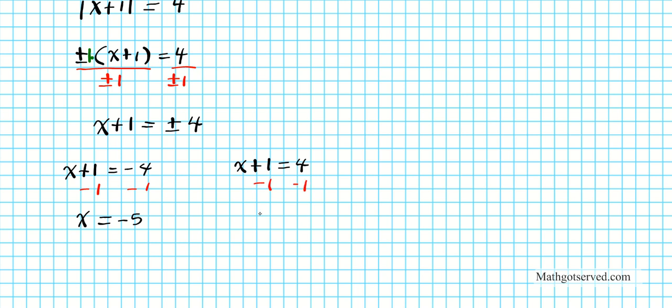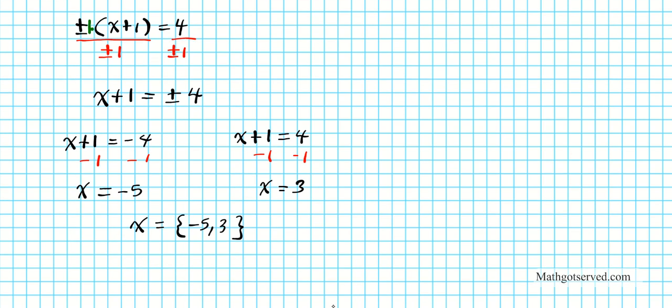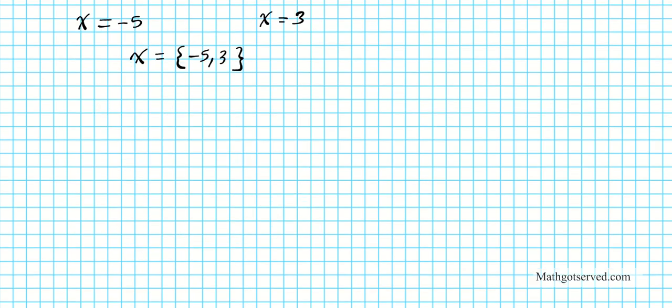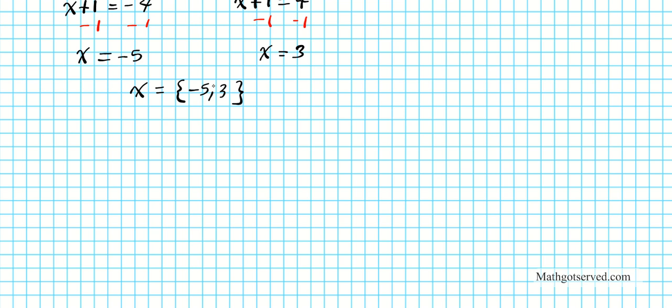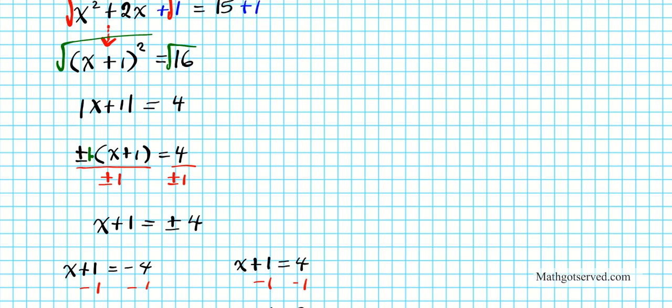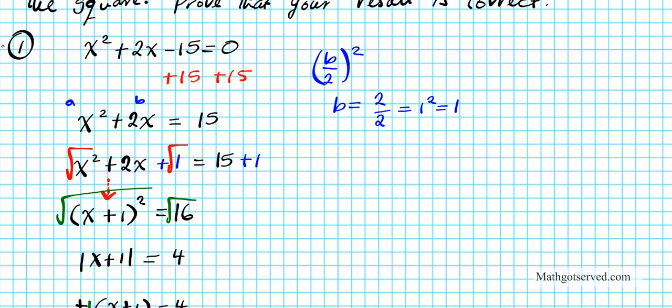And then we'll have x equals 3. Okay, so our solution set is -5 and 3. Now we're also asked to prove that our answer is correct, so we're going to do a short proof to show that this answer is actually the solutions to this original quadratic equation that we had up here.